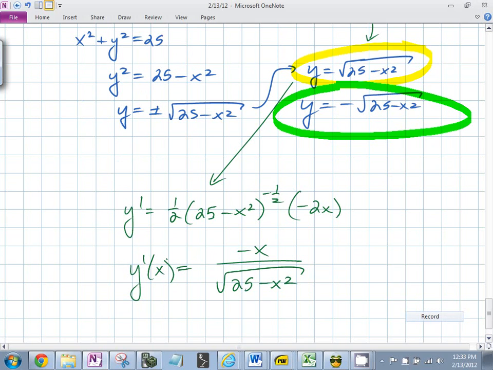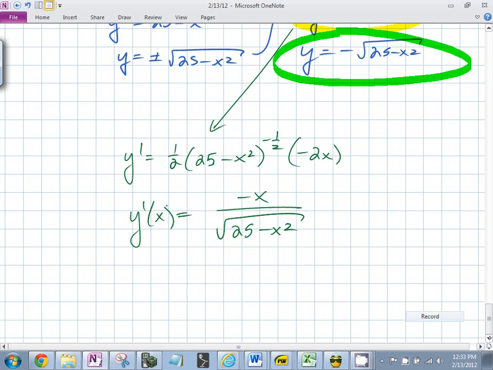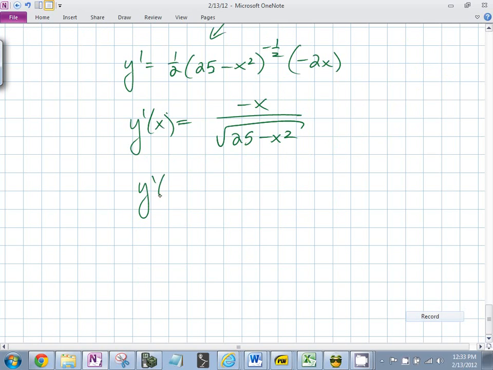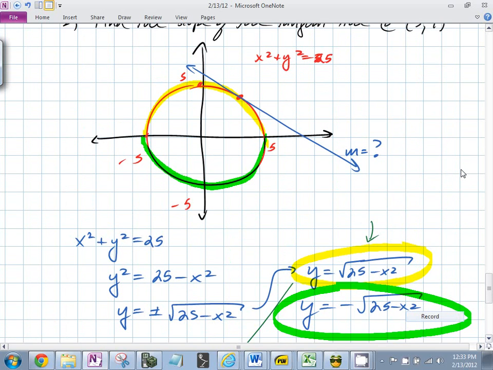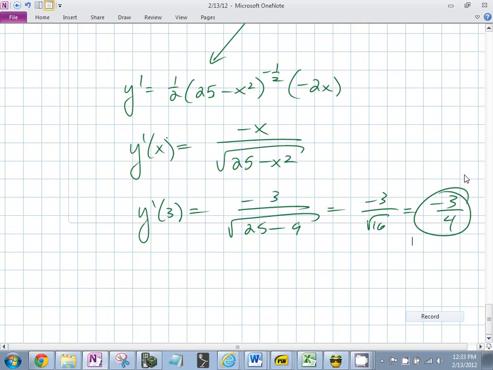But we're interested in the rate of change at what x value? 3. So y prime at 3 is going to be negative 3 over the square root of 25 minus 9, which is negative 3 over the square root of 16, which is negative 3 over 4. So the slope there is negative 3 over 4. Does that match our picture? Yeah, I got negative 0.7. That's a pretty good estimate if you've never done this before. That's fine. So here's the exact answer, negative 3/4.